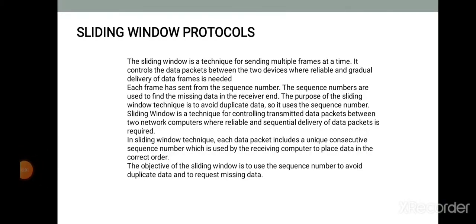The sliding window is used for sending multiple frames at a time, and it controls the data packets between two devices where reliable and sequential delivery of the data frames is needed. Each frame is sent with a sequence number. The sequence numbers are used to find the missing data at the receiver end, and the purpose of the sliding window technique is to avoid duplicate data, so it uses the sequence number. Sliding window is a technique for controlling transmitted data packets between two network computers where reliable and sequential delivery of the data packets is required.